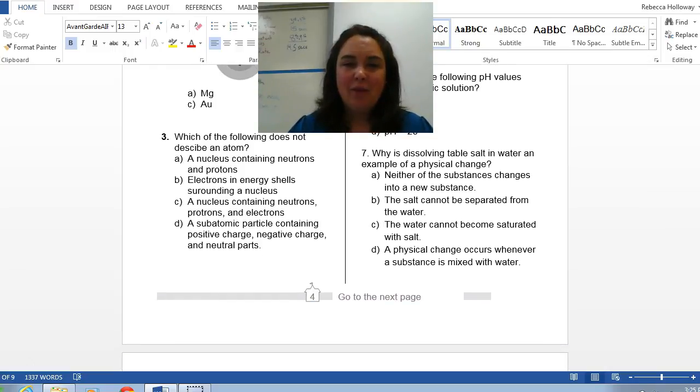Number 7. Why is dissolving table salt in water an example of a physical change? A, neither of the substances changes into a new substance. B, the salt cannot be separated from the water. C, the water cannot become saturated with salt. Or D, a physical change occurs whenever a substance is mixed with water. Why is dissolving table salt in water an example of a physical change?